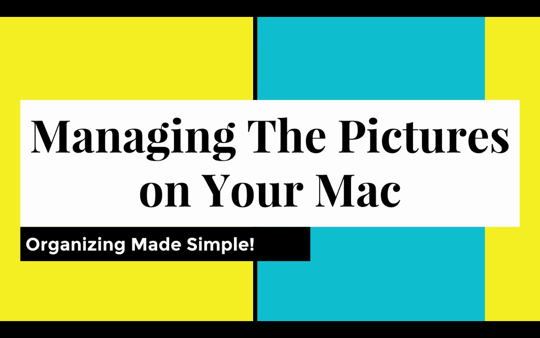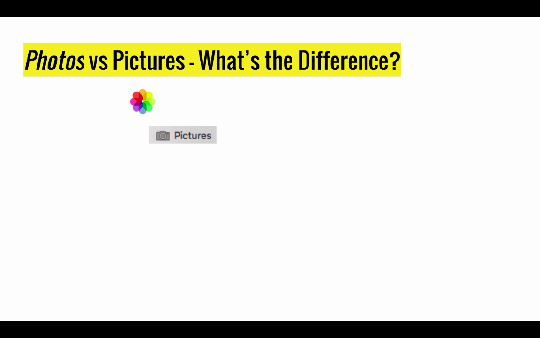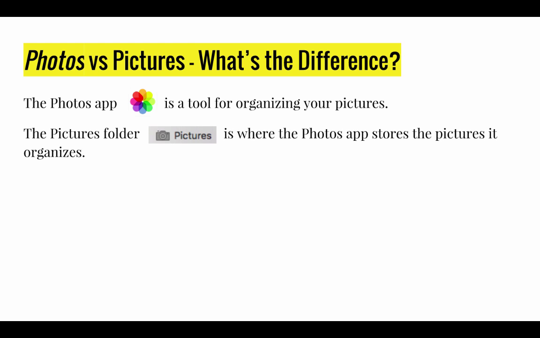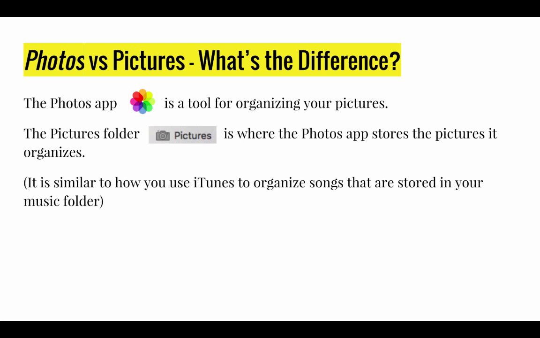In this video, we're going to look at how to manage the pictures on your Mac using the Photos app. The first thing you'll need to know is the difference between the Photos app and the Pictures folder. The Photos app is a tool for organizing your pictures, whereas the Pictures folder is simply a folder where the Photos app stores the pictures it organizes. It is similar to how you use iTunes to organize the songs that are stored in your music folder.